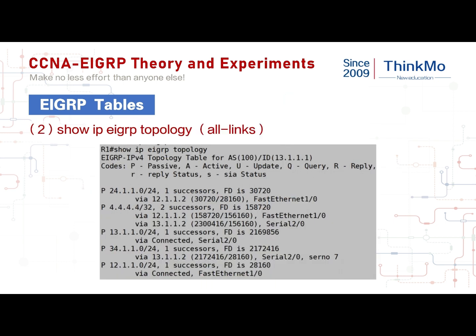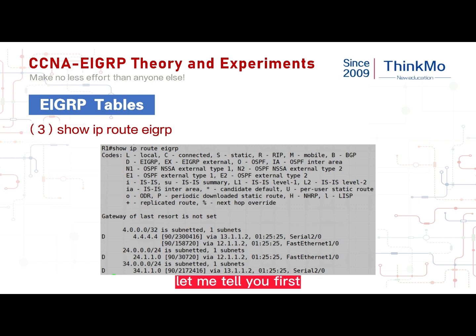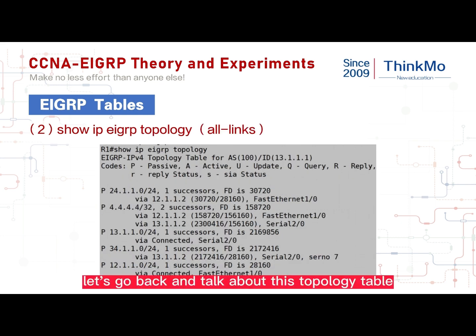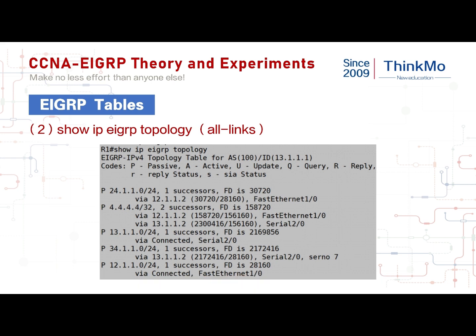Look down. This is a topology table. What does topology table mean? Let me tell you first. There is a routing table in the back here. This is very familiar to everyone. There is a D here. I'll explain what this D means in a moment. Let's go back and talk about this topology table. The topology table has an all links here.